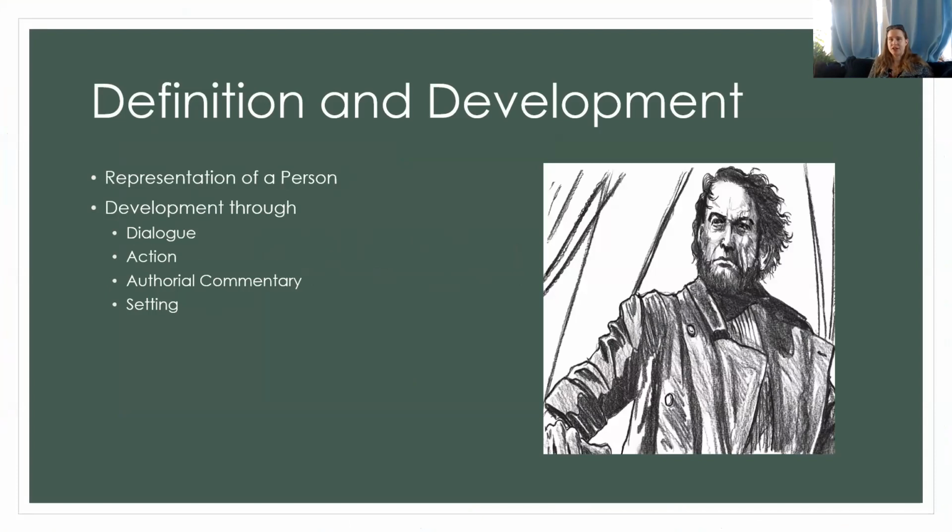The definition of a character is the representation of a person in a literary work. There are numerous ways to develop characters. They include dialogue, action, authorial commentary, and setting.